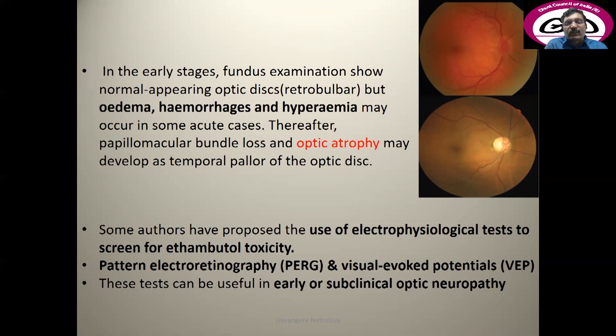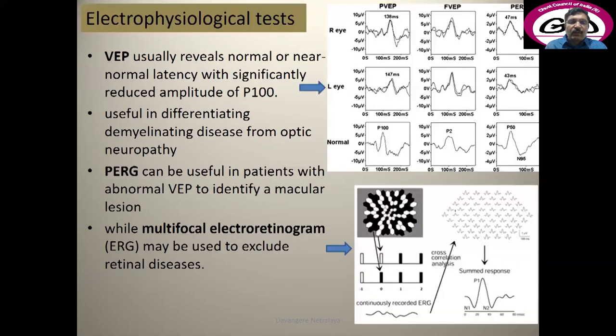The most critical aspect of treatment of ethambutol toxicity is detecting the toxicity in the subclinical stage. Some of the tests which may be very helpful in detecting it at the earlier or subclinical stage are electrophysiological tests. Basically, we do two sorts of such tests. One is called electroretinography, the other is visual evoked potential. These tests are very useful in detecting subclinical optic neuropathy.